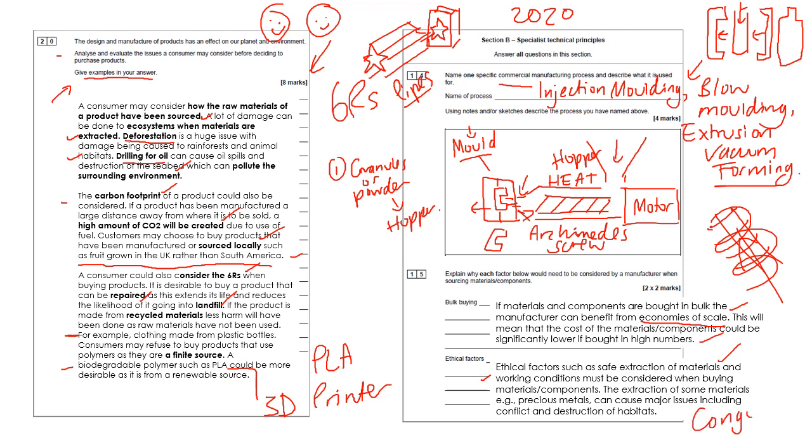So the example I'm thinking about here is the Democratic Republic of Congo, where a material called tantalum, which is used in your mobile phone, is mined, and there is a huge amount of conflict caused by the ownership of those mines. Loads of conflict, and also things like landslipping, mudslides, destruction of rainforest, all sorts of stuff happen. So ethical factors, you could bring in lots of different examples to that.